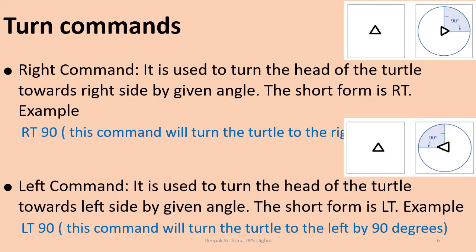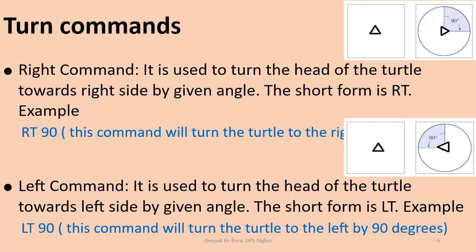Turn commands. Right command. It is used to turn the head of the turtle towards right side by given angle. The short form is RT. Example, RT90. This command will turn the turtle to the right by 90 degrees. As you can see in the top figure, here the turtle is in the center position, and as soon as we press the RT90, then the turtle turns to the right side by 90 degrees, as indicated by the arrow sign there. That is, it is 1/4 of the circle.